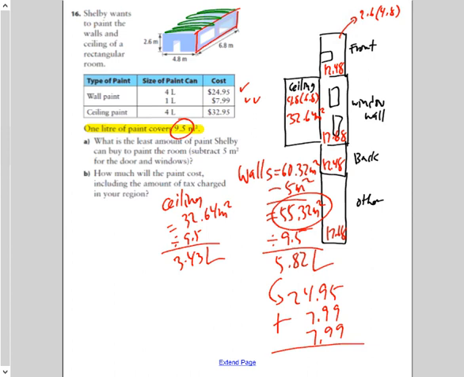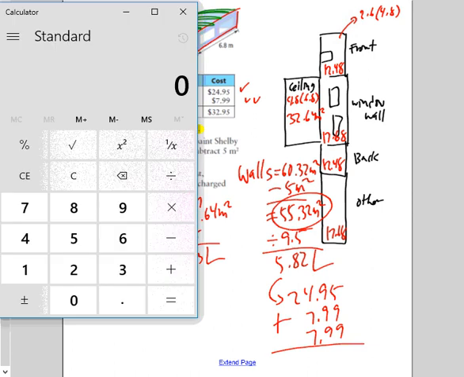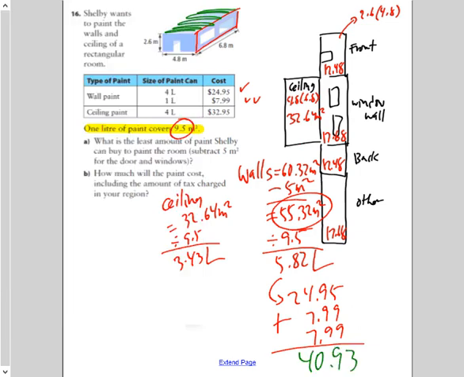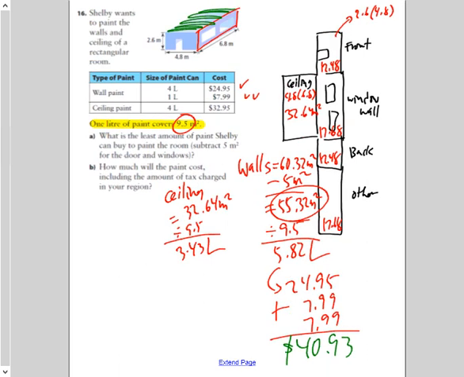So if we add this together on my calculator, $24.95 plus $7.99 plus $7.99, the total cost for your wall paint will be $40.93. That can't be, can it? Yes, it can. So for wall paint, $40.93. But ceiling paint is more expensive. A 4-liter can of that is $32.95. Since I only need 3.43 liters, I just have to buy the 1 can, which means the cost of the ceiling paint will just be $32.95.